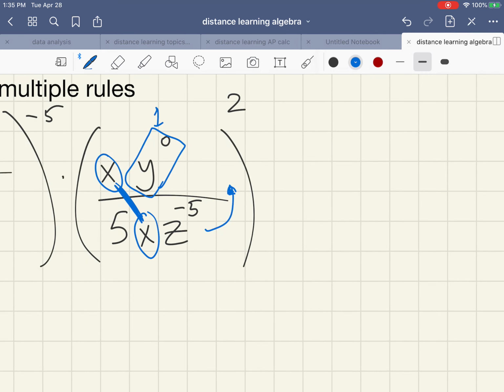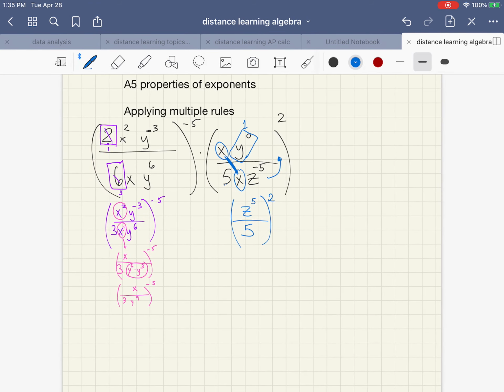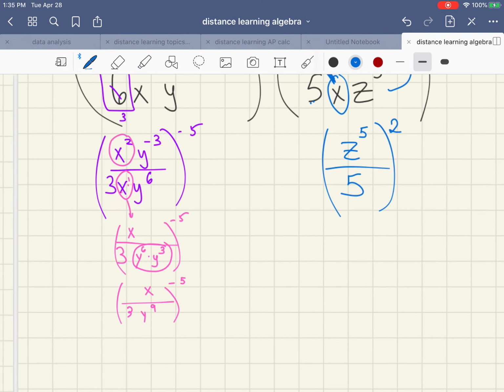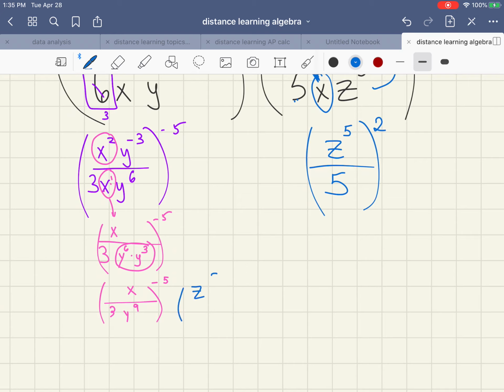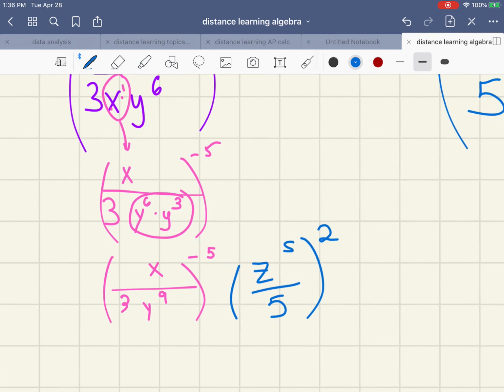So when I simplify, this one's a lot quicker. All right, the z goes from the bottom into the top, and the -5 becomes a +5. And then the 5, the coefficient in the denominator, stays right where it is. There's nothing else to do with that. And then I have the squared on the outside. So that makes the second piece a lot easier to look at. Let's zoom out a little bit, and I'm going to just drop that down right next to that. z to the 5th over 5 squared.